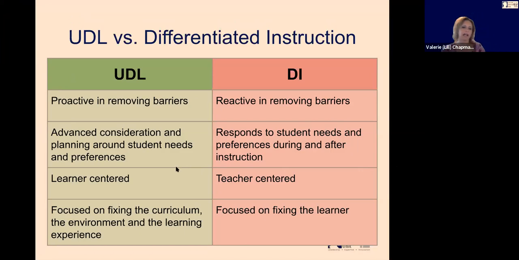And lastly, UDL is looking at fixing the curriculum, the environment, the learning experience. You're making accommodations for those things before the learners walk in the door. With differentiated instruction, you're looking at getting that learner back on grade level, in the 80% of students who can get it without extra help. You're trying to get that learner back there. And again, UDL is all before any of that happens. You can use UDL and differentiated instruction together, but UDL happens before you even teach a lesson, whereas differentiation is afterwards, if that makes sense.